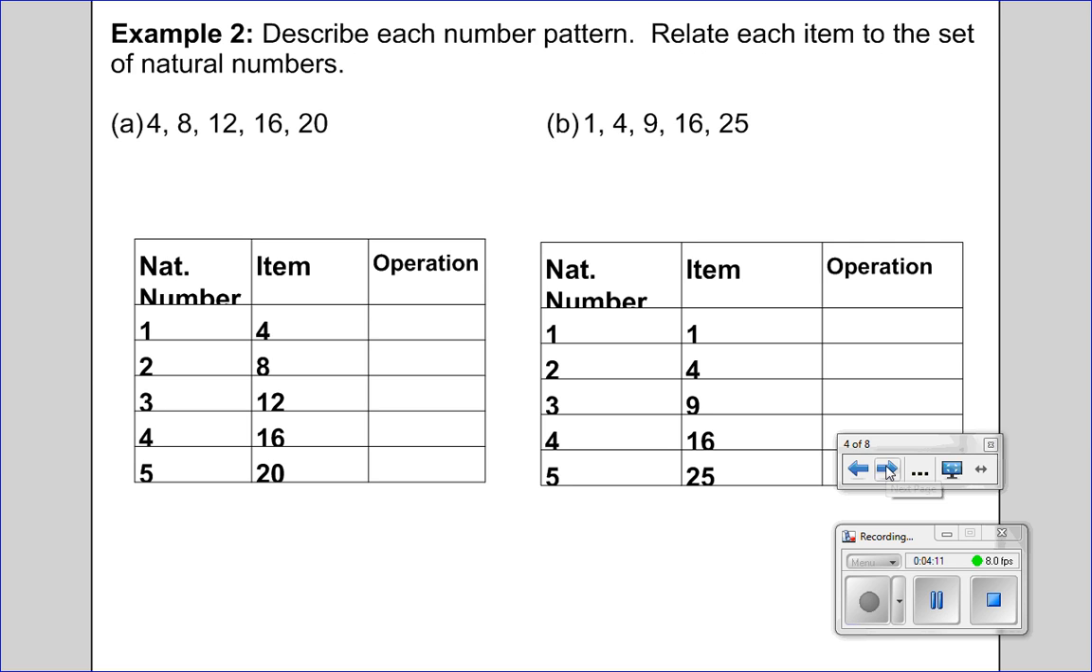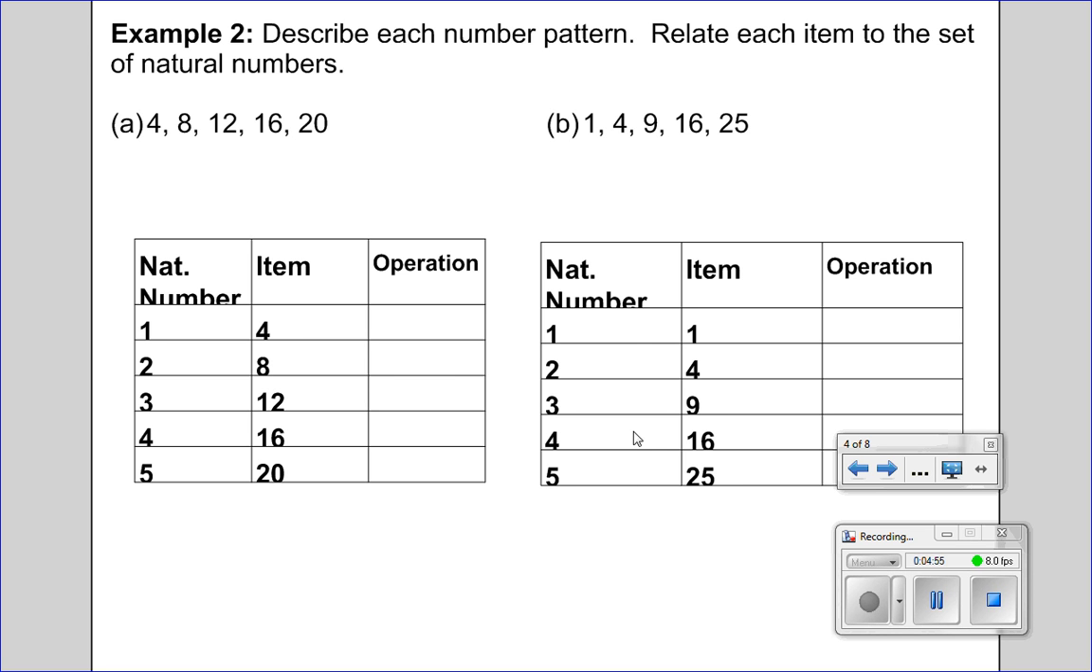Okay, so using this example, you're going to try this on your own. You're going to describe each number pattern first. Think about it in your head, what pattern you see. And then you're going to relate each item to the set of natural numbers. In other words, you're going to look at 1 and 4, 2 and 8, 3 and 12, 4 and 16, 5 and 20, and think, did we add by a certain amount each time? Did we multiply? Did we divide? What did we do?